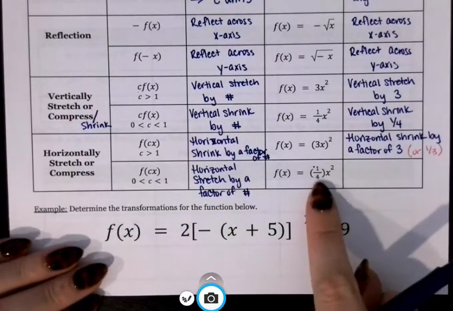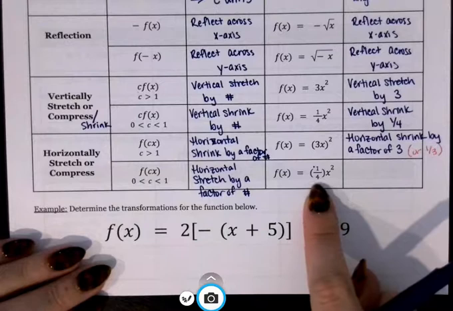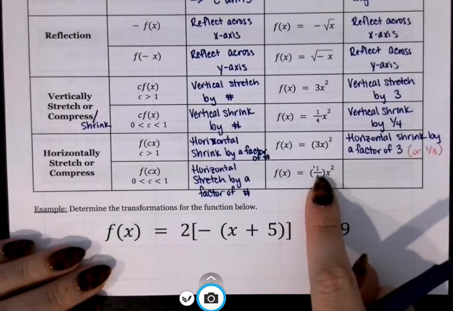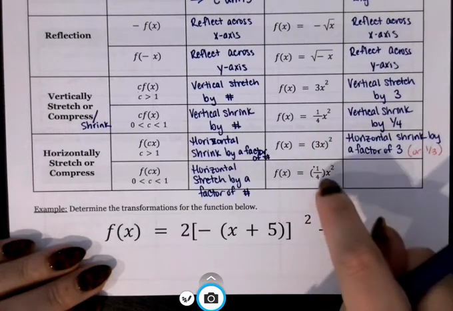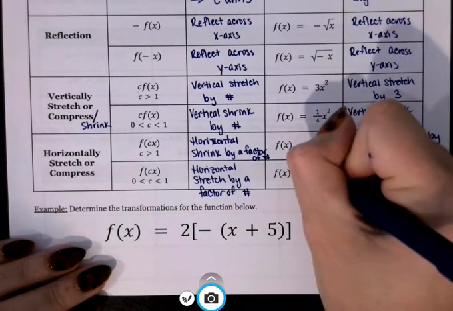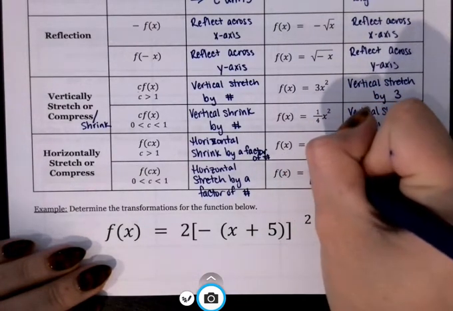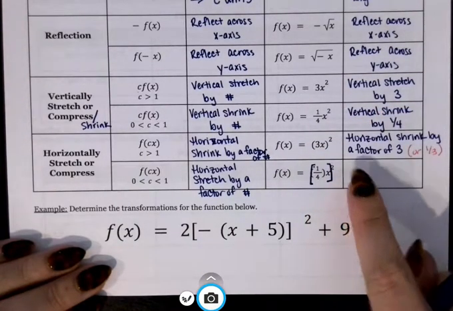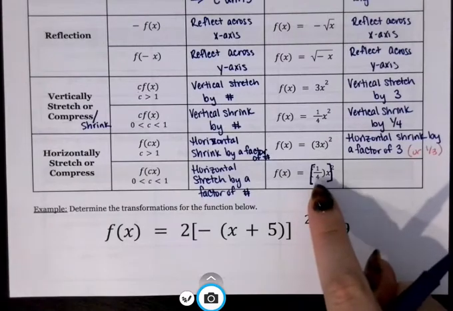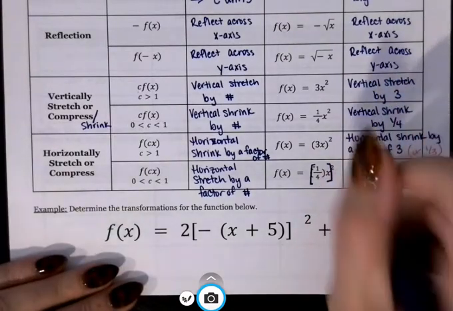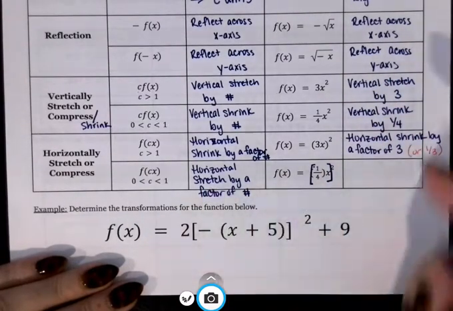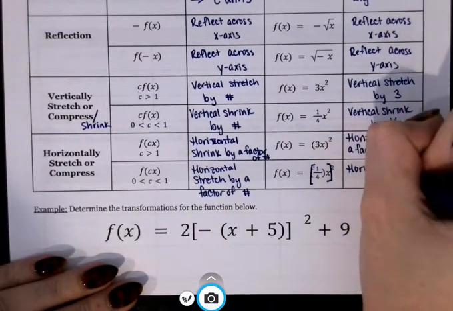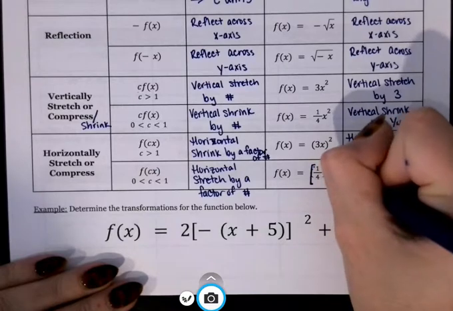I also realized this is a typo because technically right now this fraction is out in front, and so this would be the same as this example. So we're going to fix this. I want you to make brackets or parentheses with the exponent on the outside. So now our 1/4 is on the inside, and so this would be an actual horizontal stretch. So we're going to say horizontal stretch by a factor of 1/4.